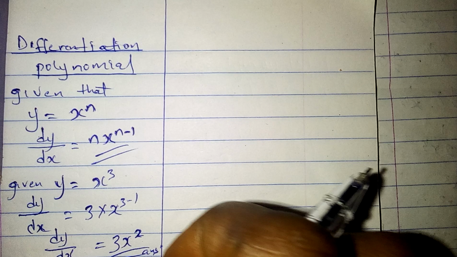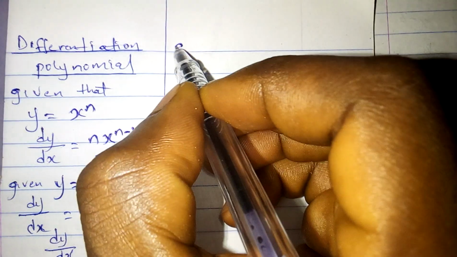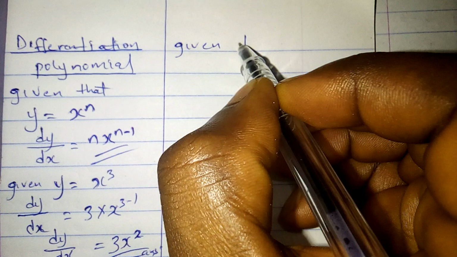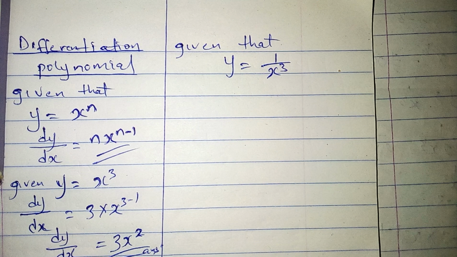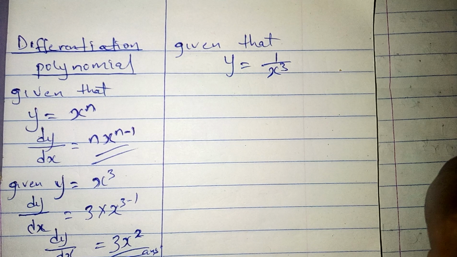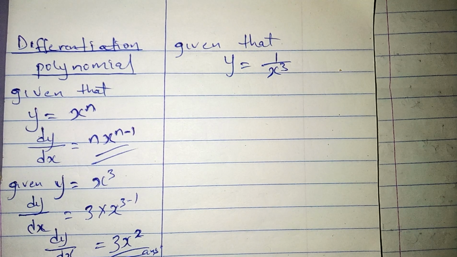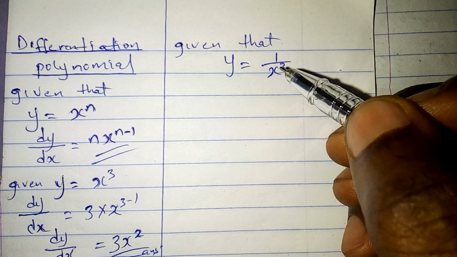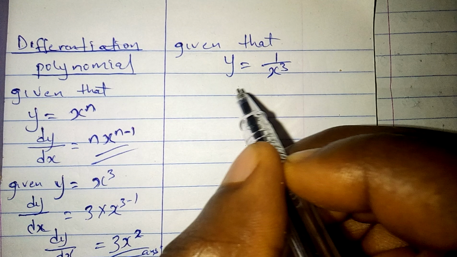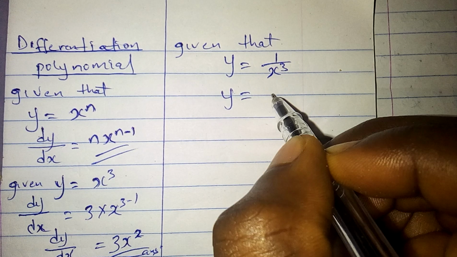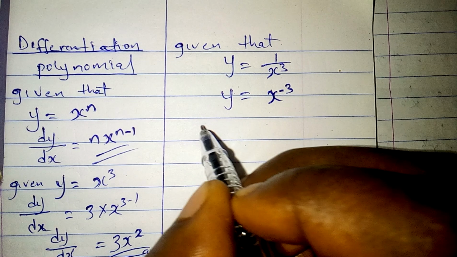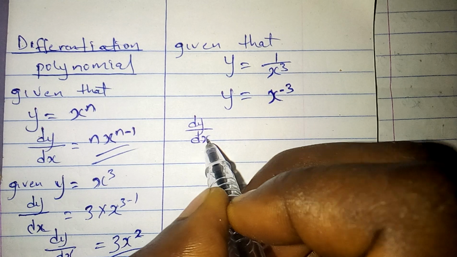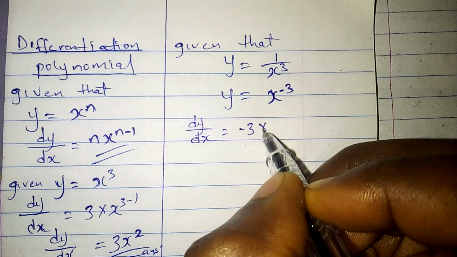Another example: y is equal to 1 over x cubed. So let's find dy over dx. For us to find this, we are still going to use the laws of indices, which is the law of negative index, because there is a 1 over x cubed there. So we now have y equal to x, with the 1 in the denominator moved up by introducing a negative sign at the power to have minus 3. So now dy over dx will give you minus 3 times x to the power minus 3 minus 1.